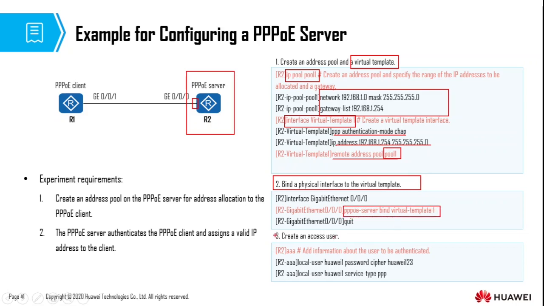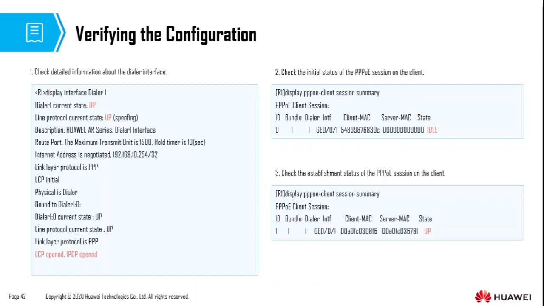And then after you do that, you can now create the user using the AAA commands: local-user Huawei password cipher Huawei123, and local-user Huawei service-type ppp. You enable the PPP service type for this particular user. Okay, so that's how you configure the PPPoE server.